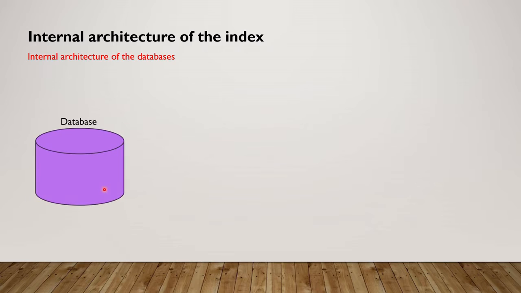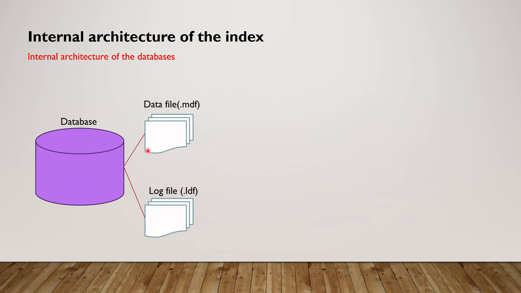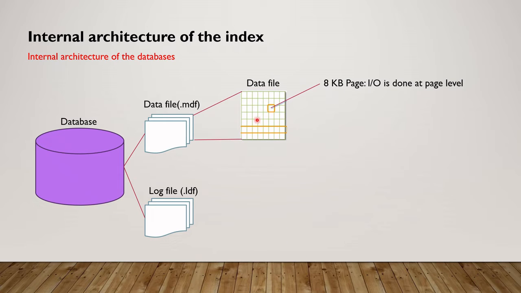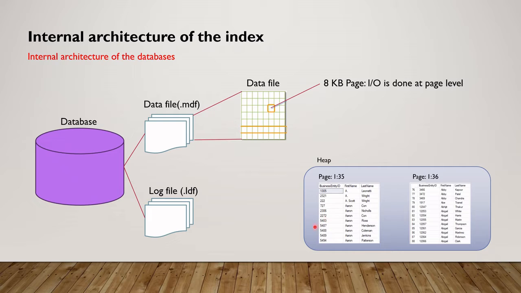Each database in SQL Server contains at least one data file and a transaction log file. Each data file contains 8 kilobyte size data pages. SQL Server extracts data from disk at page level, from disk to memory, to the buffer pool, right? Each page contains the actual data, and a group of pages is located in a heap. In other words, a heap is a group of unclustered pages.